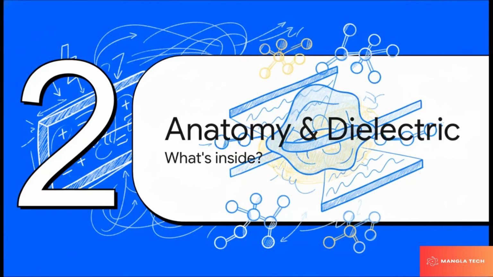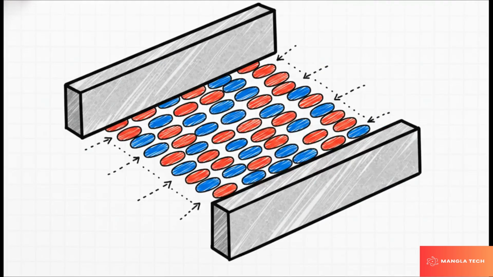Section 2. Anatomy and the dielectric. What's actually inside the component? So what exactly is going on physically inside the component to create this electrical diaphragm effect? Well, the secret ingredient that makes modern capacitors so powerful is what sits right between the plates. Structurally, a capacitor is literally just two conductive metal plates facing each other, separated by a tiny gap.